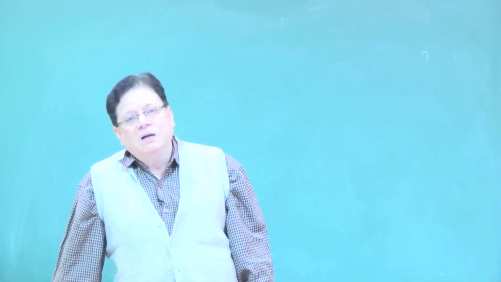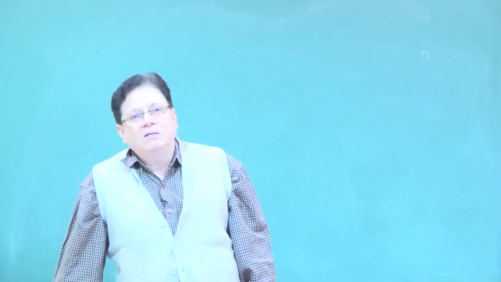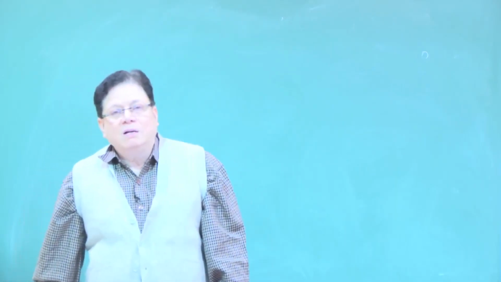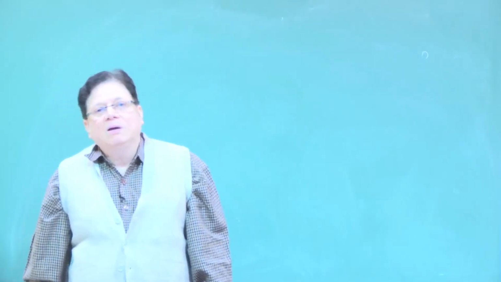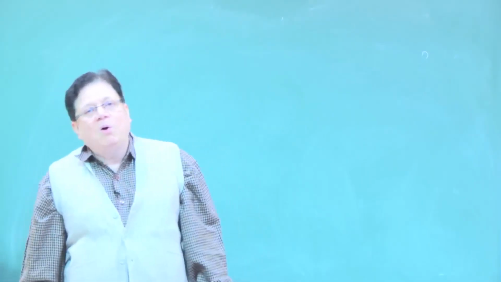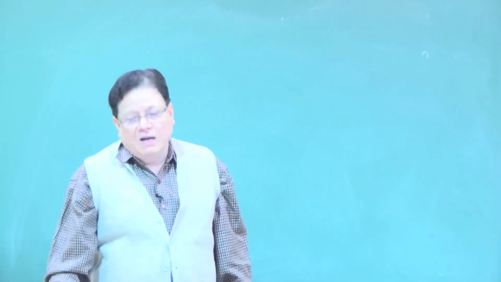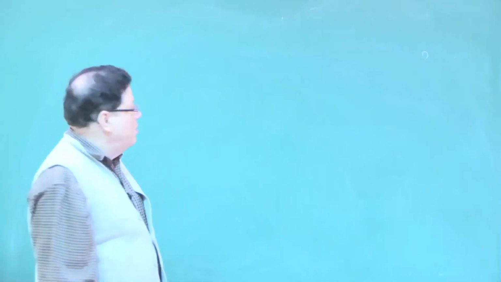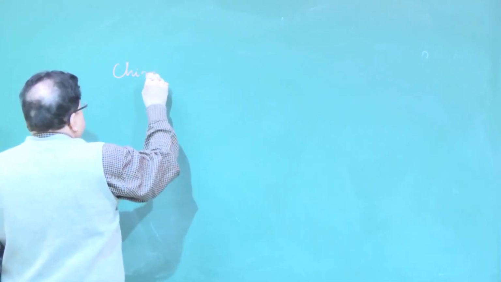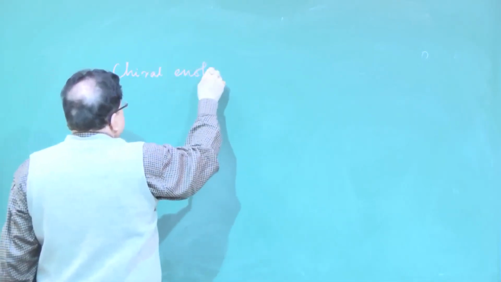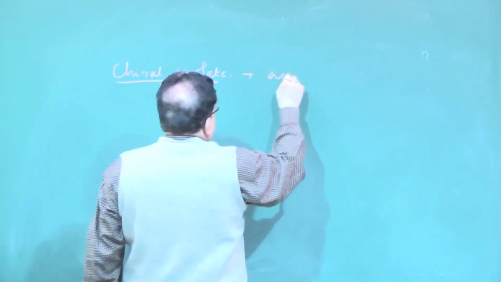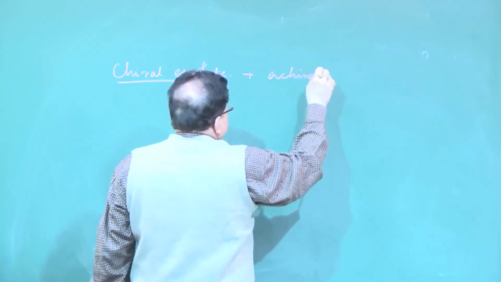So, these are the possibilities: your chiral enolate or chiral donor, chiral acceptor, or you can have both chiral, or you can have a chiral catalyst. We will consider only the one where we have a chiral enolate plus an achiral acceptor.